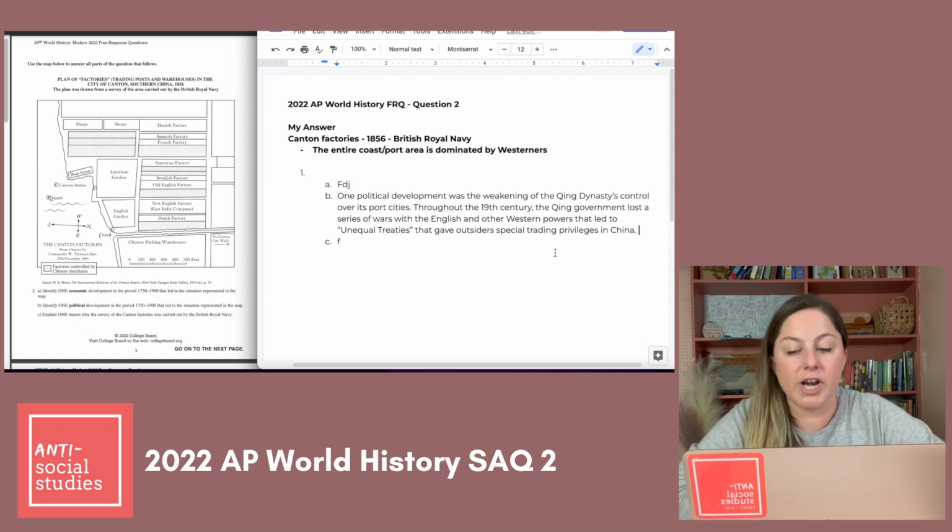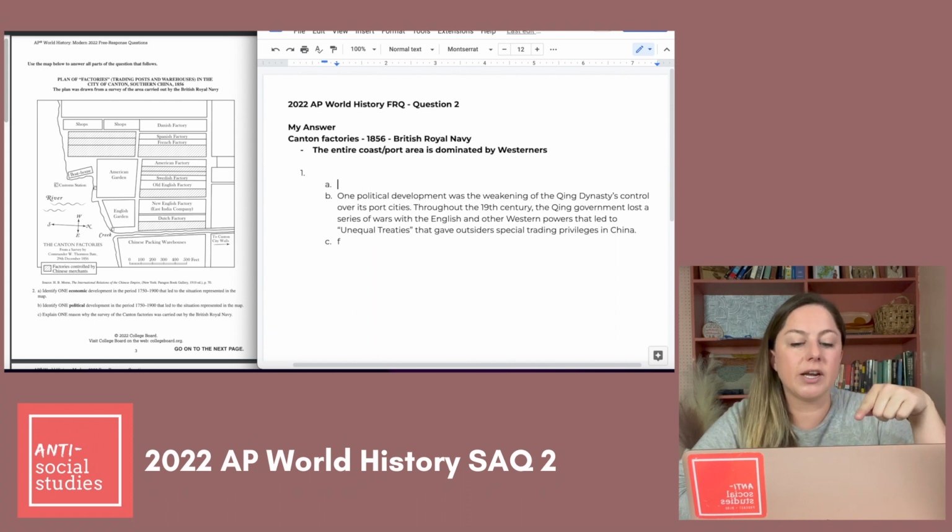Here's the trick: political and economic are veering into each other. The political development is that the government is getting weaker, and so they're having to sign these unequal treaties. I feel pretty good that that counts as a political development. The trick is, can I think of a totally separate economic development too? Economic development could be trade. It could be the rise of industrialization and imperialism.